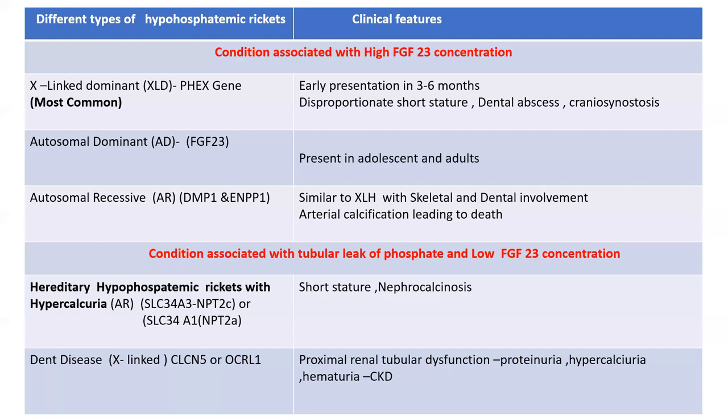Some different types of hypophosphatemic rickets are there. Some are FGF23 dependent, or some are FGF23 independent, as very much described in the previous talk by Dr. Aditi. The most common is X-linked, as described in the earlier talk. This is mediated by PHEX gene mutation. These cases have early presentations with disproportionate short stature, dental abscess, and craniosynostosis. In this case, this is the case of hereditary hypophosphatemic rickets with hypercalciuria.